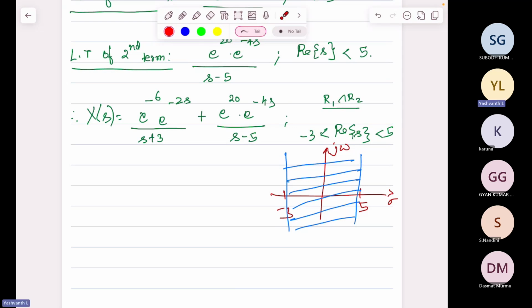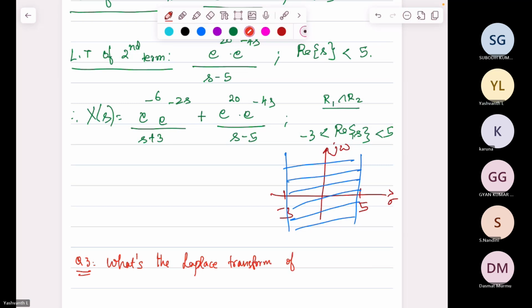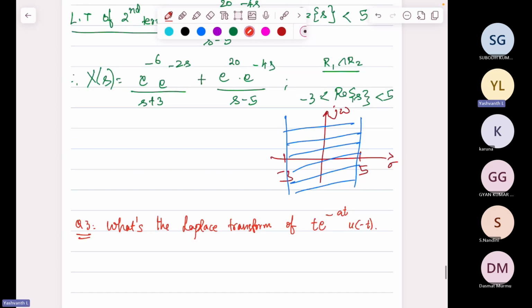Okay, let's resume. So the next question for today is question number 3. What is the Laplace transform of t into e power minus at into u of minus t?